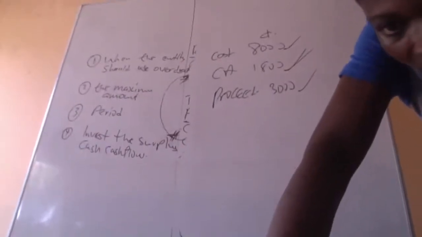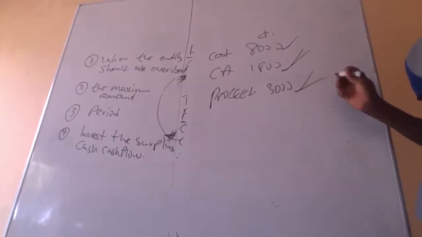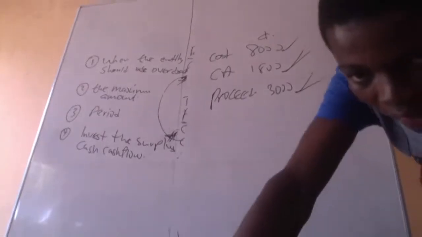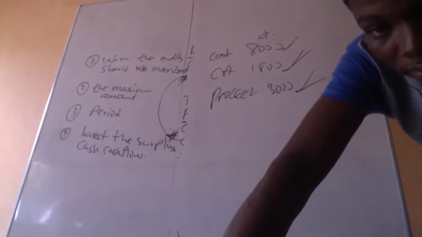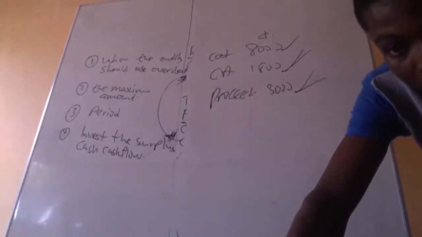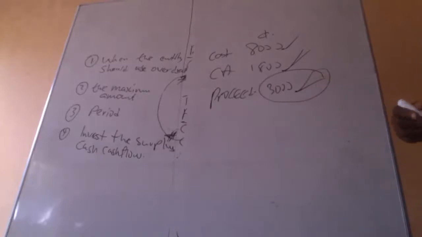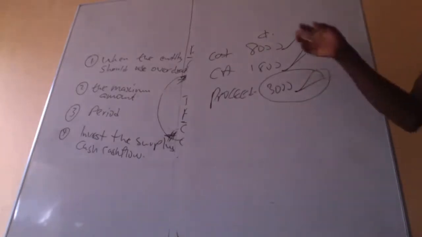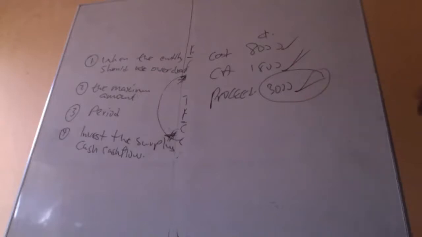Any other? Okay, so I have another one here. 3,000. Yes, in fact, it's the 3,000 because that's the cash flow. That's the actual cash that we are going to receive from the sale. That's what we have to key in, not the cost, not the carrying amount. So you have to key in the 3,000, the proceeds.